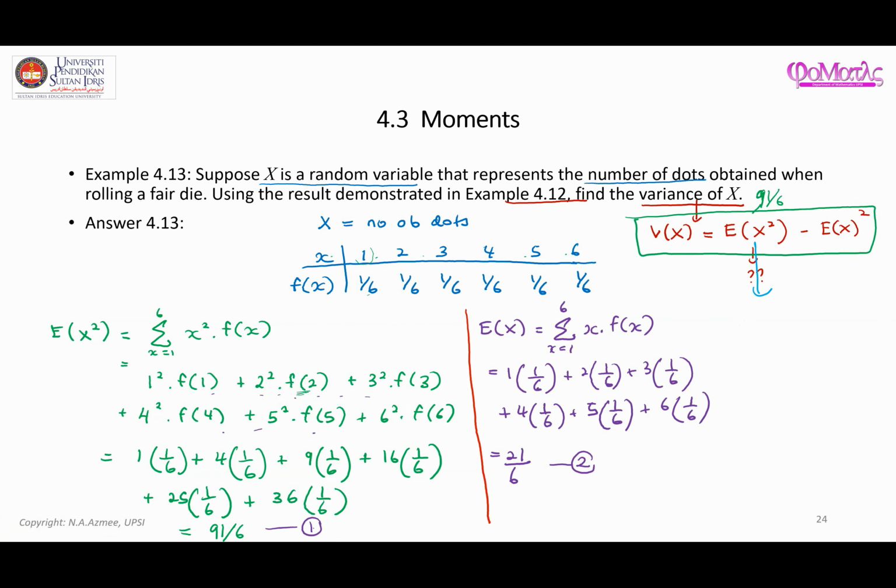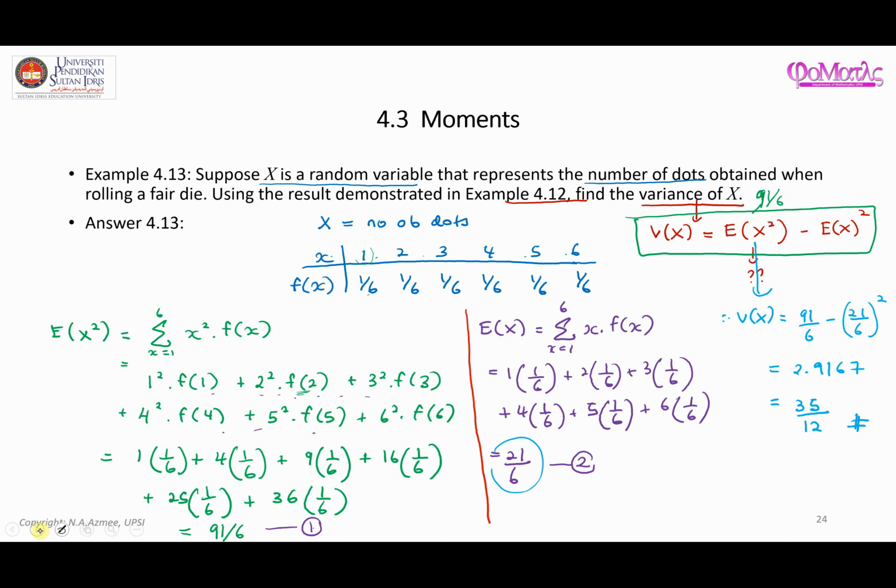Okay, so we're going to use the results here. Therefore, variance of x is going to be 91 over 6, sorry, minus, this is the result of E[X], so 21 over 6, and you have to square it. Okay, and you should be able to get that the answer is about 2.9167, or you can also express it in terms of a fraction. It's going to be 35 over 12. Okay, so that's the first example related to finding the variance of x.